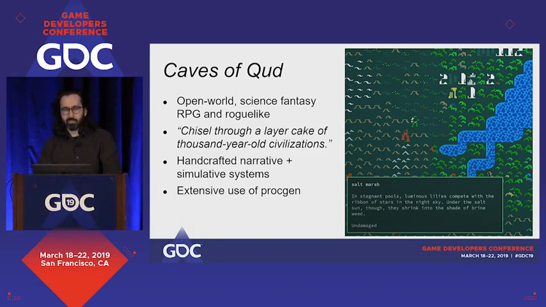So let me give you some context about what Caves of Cud is if you haven't heard of it. It's an open-world science fantasy RPG and roguelike. It's a tile-based game. The tagline is chiseled through a layer cake of thousand-year-old civilizations. We've sort of weaved a handcrafted narrative, the type you might find in, say, an Elder Scrolls RPG, around some deeply simulative systems. And like Brian said in his last talk, we make extensive use of proc-gen, and that's kind of why we're here today to talk about this.